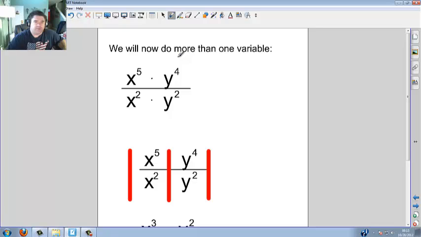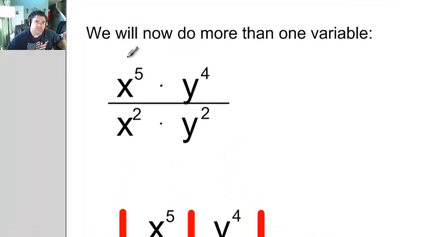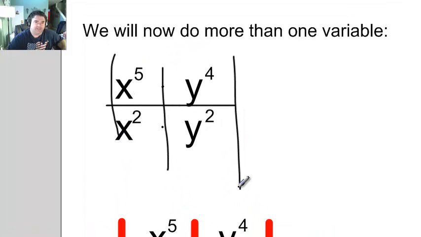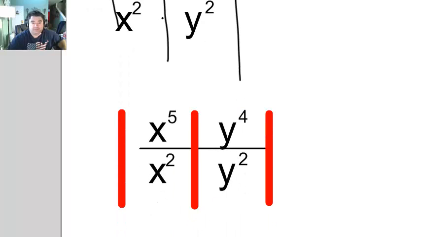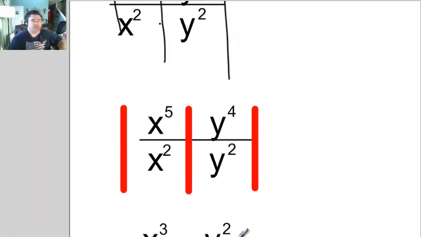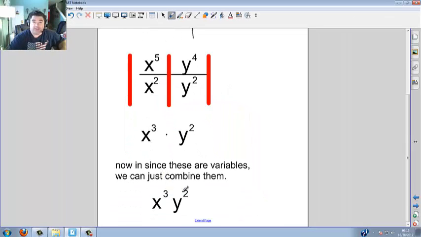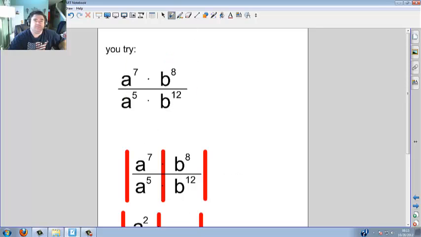We'll do more than one variable. So go ahead and try this. Make lanes. Did you get this? X to the 3rd, y to the 2nd. Now since they're variables, all we'll do is just stack them side by side. We'll just get rid of the times and put them like that. You try.